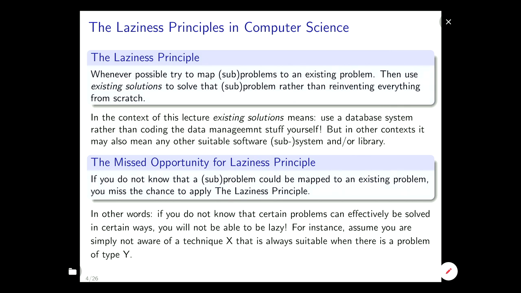This in particular leads to the missed opportunity for the laziness principle. If you don't know that a subproblem could be mapped to an existing problem, you miss a chance to apply the laziness principle. For instance, you run into an algorithmic problem on a graph, and you think, how could I solve that? Maybe I think about that myself, maybe some topological sort, or whatever you learned about graphs in your data structures and algorithms lecture. But another approach would be: it's a graph, I need an algorithm for a graph problem, why not ask an expert in algorithms on graphs?